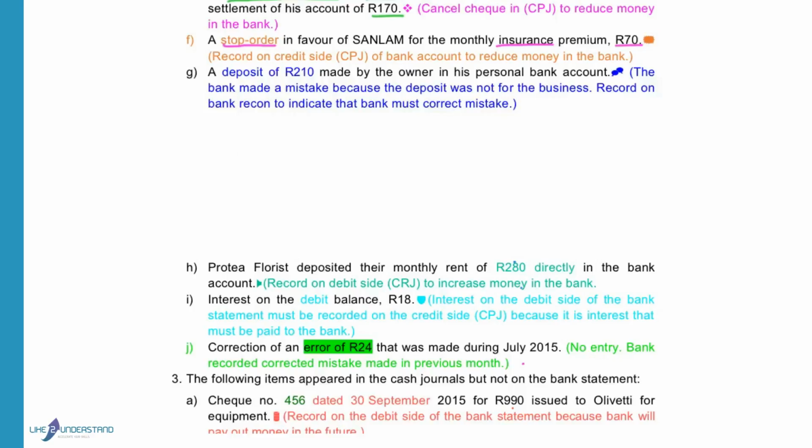Deposit of 210 made by the owner in his personal bank account was recorded on the bank statement. So that means that the bank made a mistake putting this deposit on the books of the business instead of recording it in the books or the account of the owner. If the bank made a mistake, we have to correct it on the bank reconciliation statement. If we made a mistake, we will correct it in our subsidiary journals.